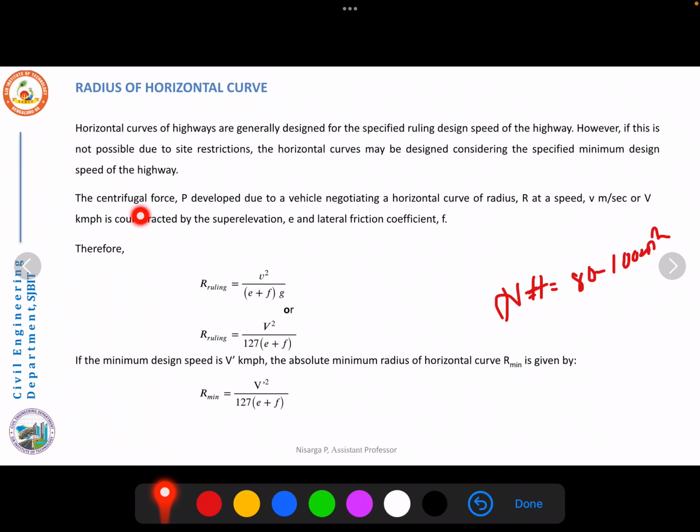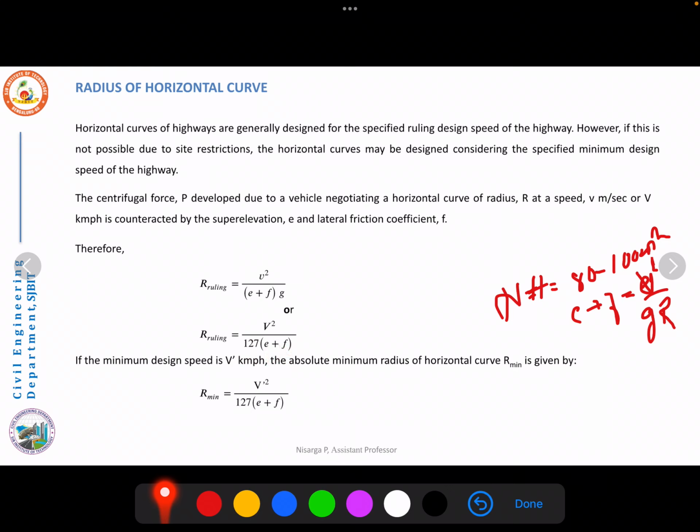Now the centrifugal force developed when the vehicle negotiates a horizontal curve of radius R at a speed of V kmph will be counteracted by the super elevation E and the lateral friction developed F. Considering that, we have the expression E plus F is equal to V squared divided by 127R. By reducing this equation, we can find the ruling radius. If you substitute the ruling speed, the radius of the horizontal curve computed will be R ruling equal to V squared divided by 127 (E plus F).